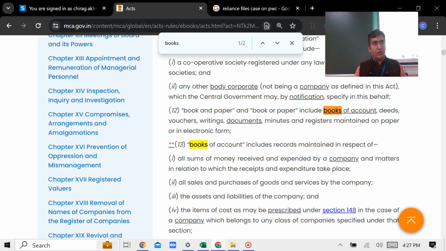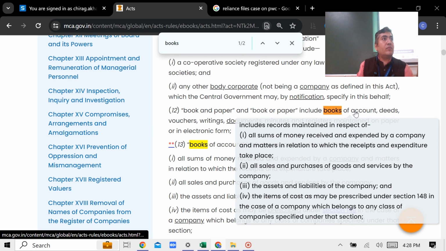Okay? But I think I have to change my thing. What does section 143 say? Section 143 says that the auditor is allowed to check books and paper. Now look, section 2 subsection 12. What is book and paper? Book and paper, or book or paper, include books of accounts.